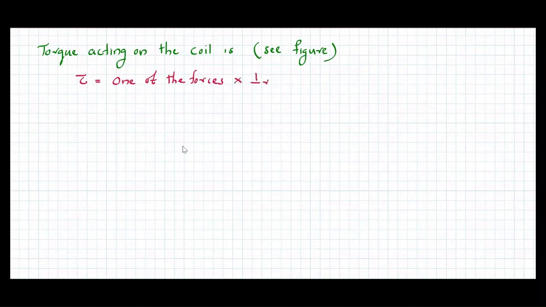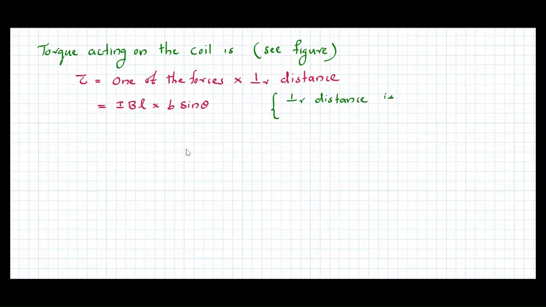The general expression for the torque acting on the coil is one of the forces into the perpendicular distance. Here, the magnitude of the force is IBL, and the perpendicular distance is B sine theta. Go through the figure and you will see the perpendicular distance is B sine theta. Now we can rearrange it in the following way: tau is equal to I, L B sine theta.